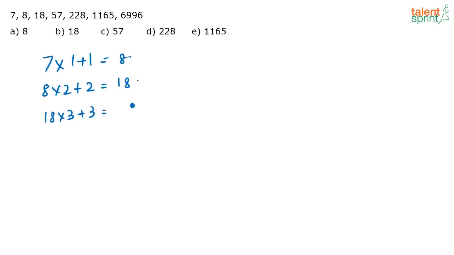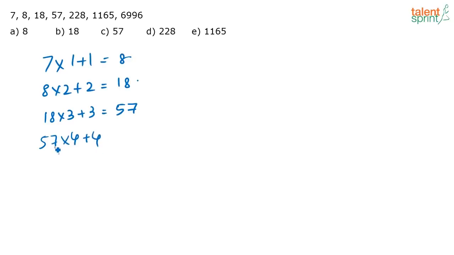Next question. 7, 8, 18, 57, 228, 1165, 6996. See, 7 into 1 plus 1 is equal to 8. 8 into 2 plus 2 is equal to 18. 18 into 3 plus 3 equal to 57. So this is the pattern that is being followed. So next one will be 57 into 4 plus 4.